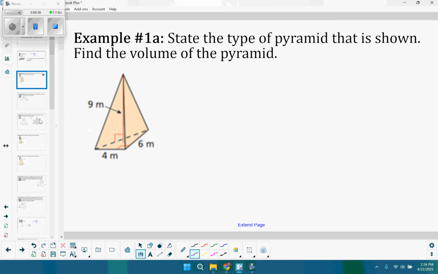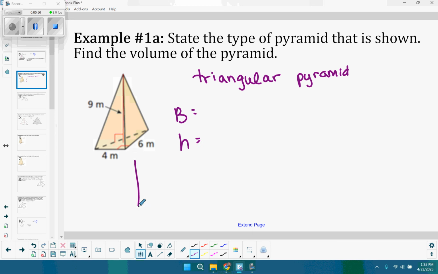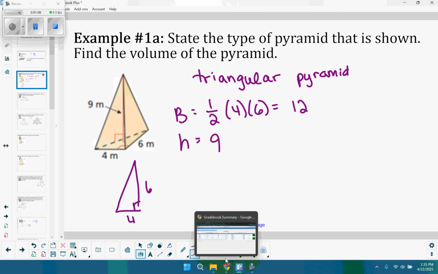So for example, 1A, it says state the type of pyramid shown and then find the volume. So this is a triangular pyramid, which means the base is a triangle. So when I'm setting up B and H, we're going to do this triangle, 1/2 base times height, 1/2, 4 times 6, which is 12. And the height, the up and down, was 9.